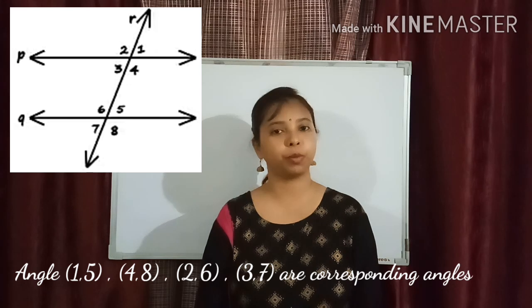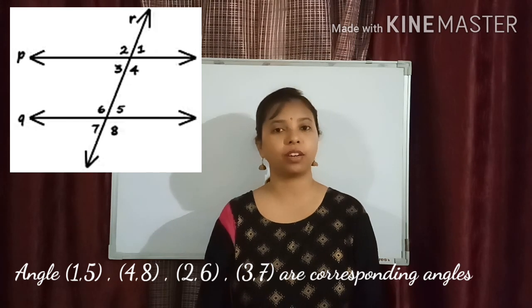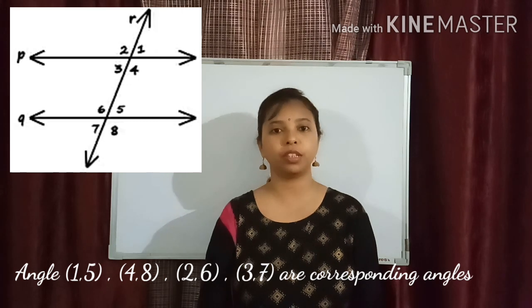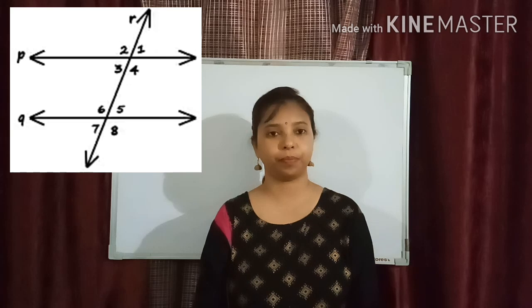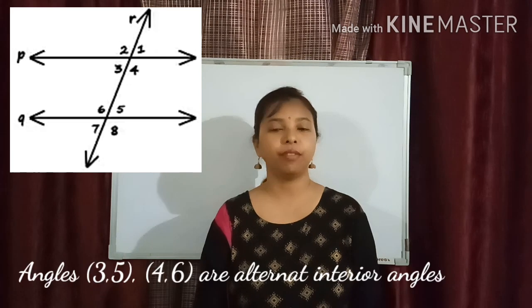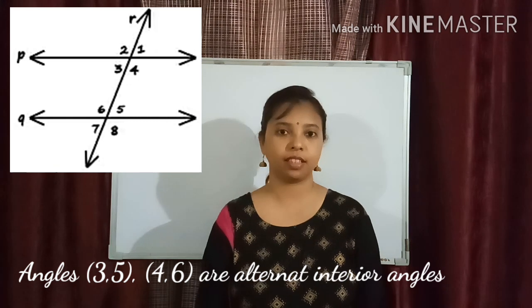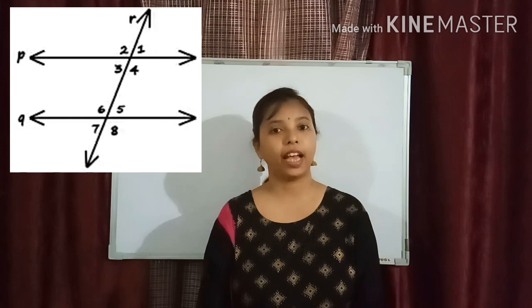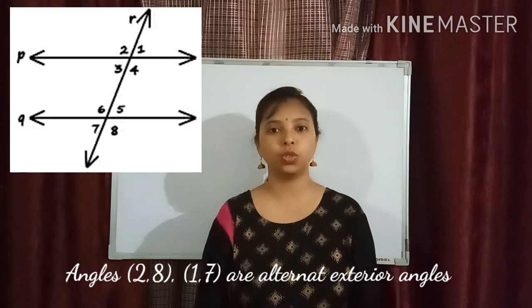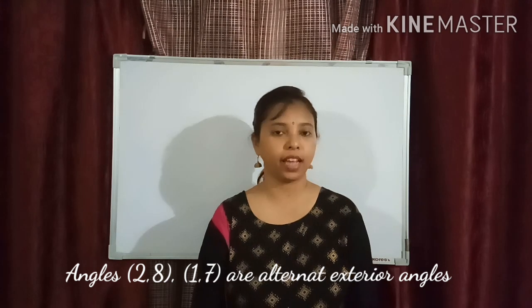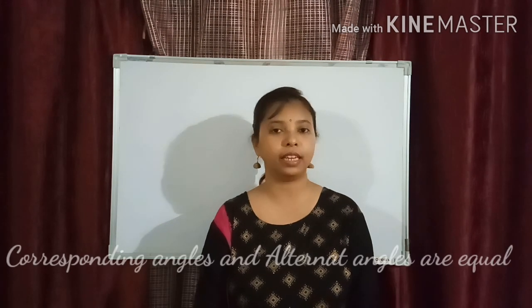Here we get corresponding angles. 1 and 5 are corresponding angles, like that 4 and 8, 2 and 6, and 3 and 7 are corresponding angles. There 3 and 5 are alternate angles, 4 and 6 are alternate angles. In this way, alternate exterior angles are also there: 2 and 8 are alternate exterior angles, and 1 and 7 are alternate exterior angles. If lines are parallel, then corresponding angles and alternate angles are automatically equal.